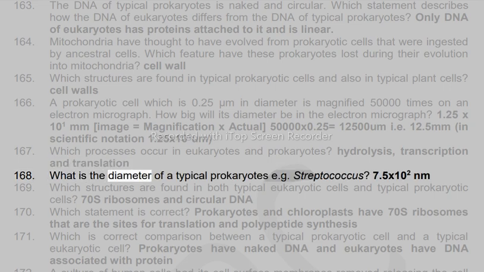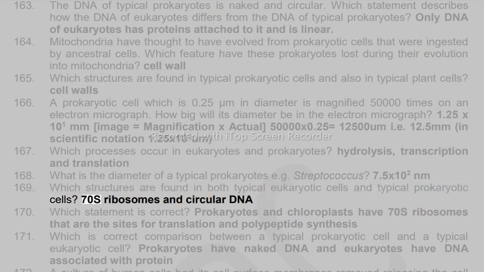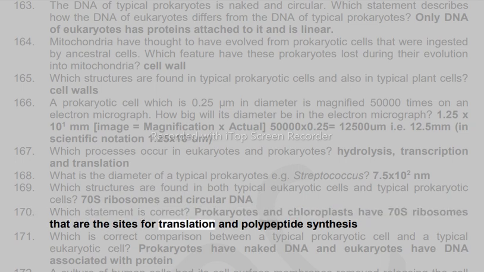168. What is the diameter of a typical prokaryote, e.g. Streptococcus? 7.5 by 10^2 nanometers. 169. Which structures are found in both typical eukaryotic cells and typical prokaryotic cells? 70S ribosomes and circular DNA. 170. Which statement is correct? Prokaryotes and chloroplasts have 70S ribosomes that are the sites for translation and polypeptide synthesis.